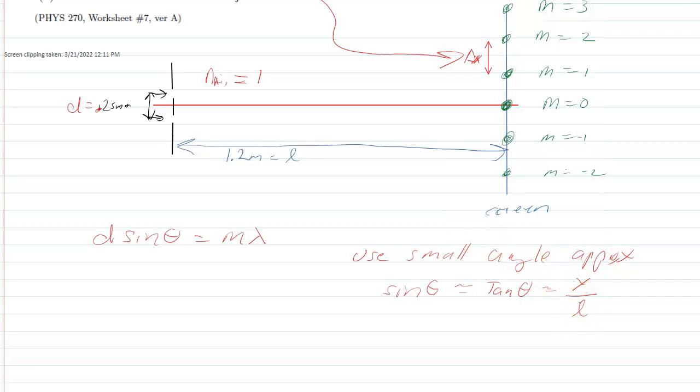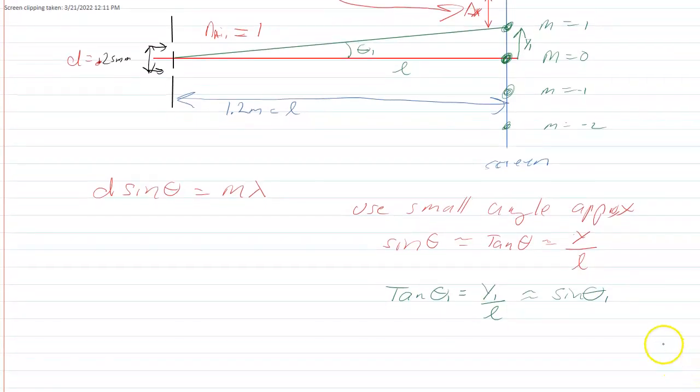And so what we're talking about here, and this is kind of strange, but if we go to the first one here, we're going to call this distance y1, and this angle theta1, and of course this I'm calling L. And you can see from that picture that the tangent of theta1 is indeed equal to y1 over L. And what we're saying is that this is a small angle, so this is approximately equal to the sine of theta1. Anyway, that's the idea of the small angle approximation.